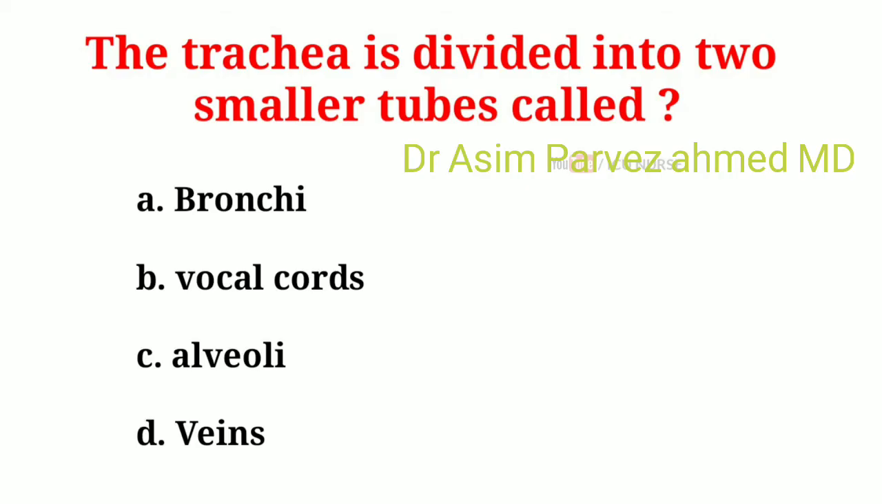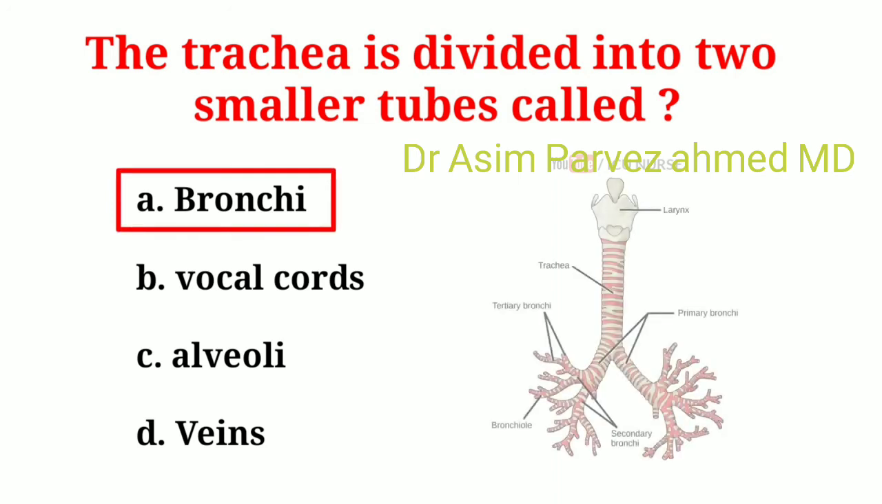The trachea is divided into two smaller tubes called A. Bronchi, B. Vocal cords, C. Alveoli, D. Veins. And the correct answer is A. Bronchi. The trachea is divided into two smaller tubes called bronchi, one bronchus for each lung.